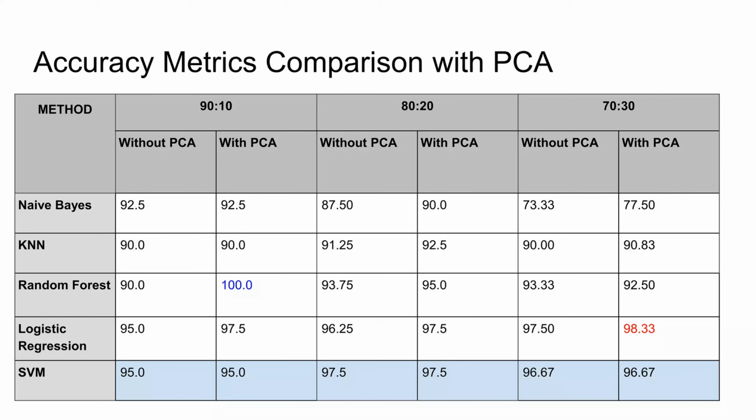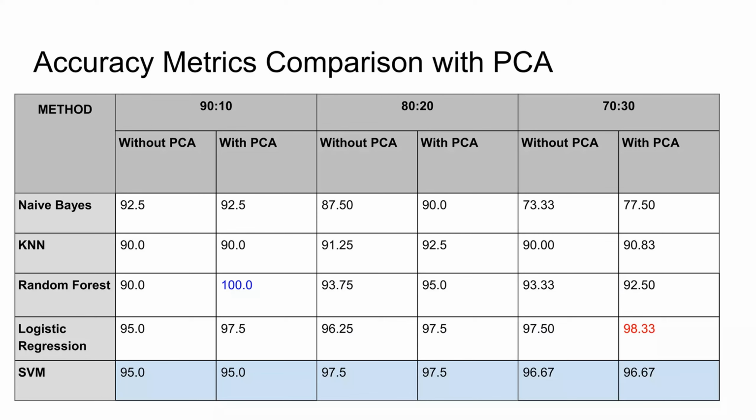Performance improves from 87.5% to 90.0% with PCA for the 80:20 split. The accuracy increases from 73.33% to 77.5% with PCA for the 70:30 split. Interpretation: PCA shows a positive effect on naive Bayes in less favorable splits, helping improve accuracy when the training set size is smaller. K-nearest neighbors, KNN.